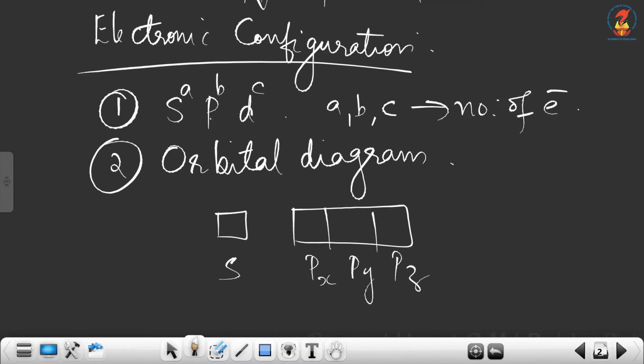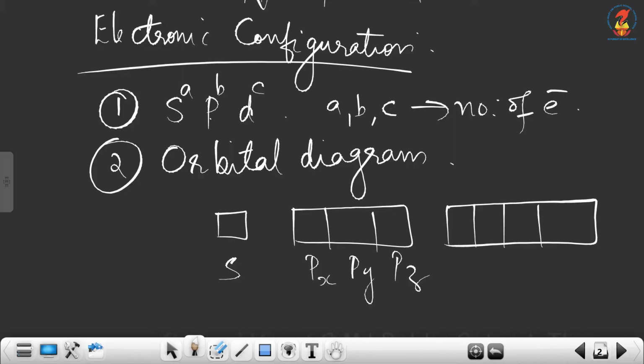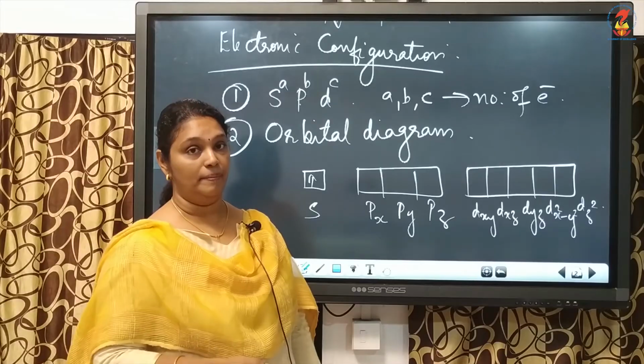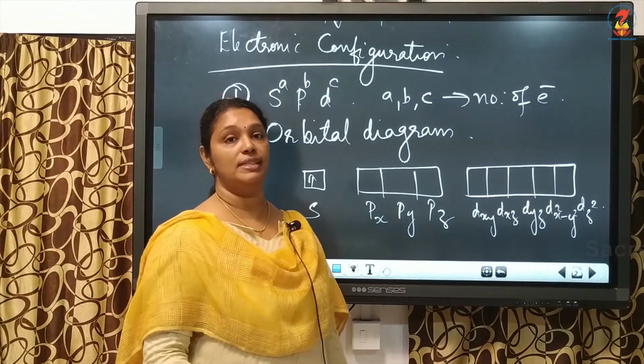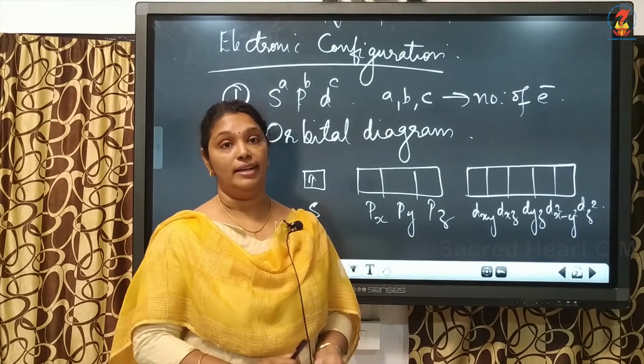And D orbital, we have 5 D orbitals. So, with the help of orbital diagram, we can show like this. So, this is dxy, dxz, dyz, dx square minus y square, dz square. 5 d orbitals, and the electrons will be entering into these orbitals. Okay, so this is orbital diagram. So these are the two ways of representing or writing the electronic configuration of an atom.